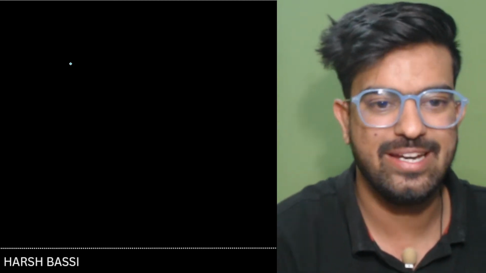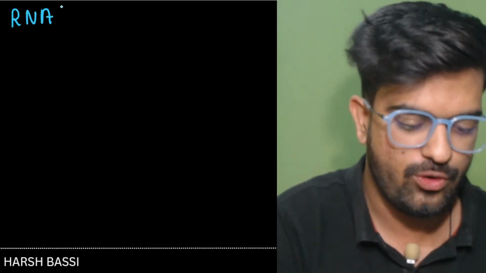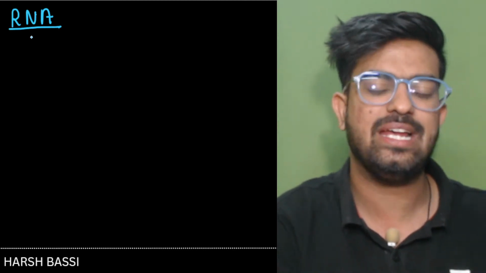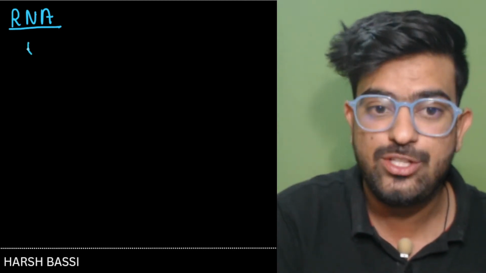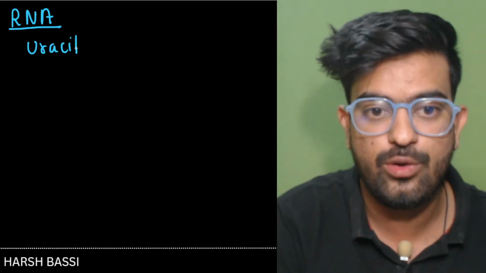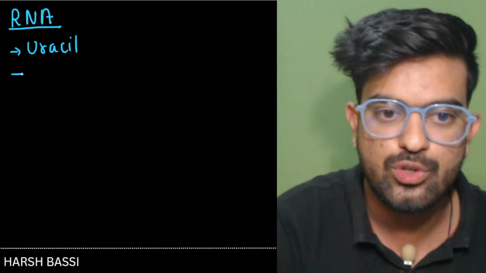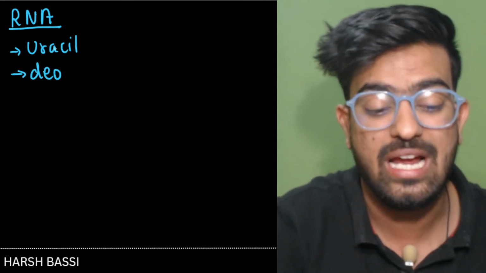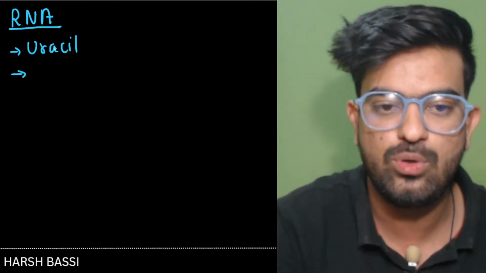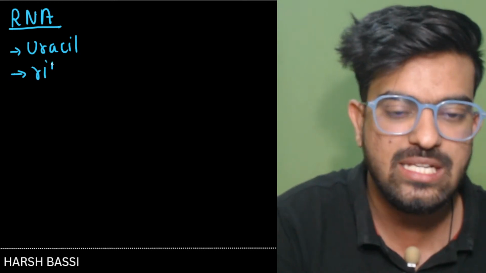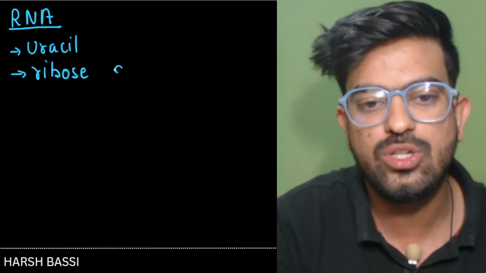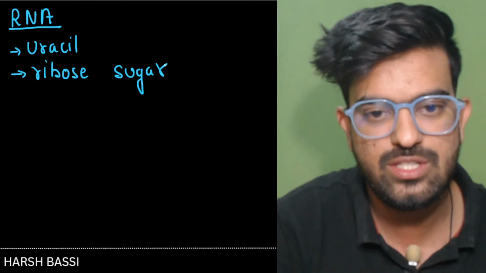Chalo. Great. So yes, what we were discussing is that RNA is different to DNA, and we discussed the differences, like RNA contains uracil in place of thymine, yes or no? RNA contains the deoxyribose sugar, yes or no? Sorry, RNA contains the ribose sugar, RNA contains the ribose sugar. So these things we have discussed.